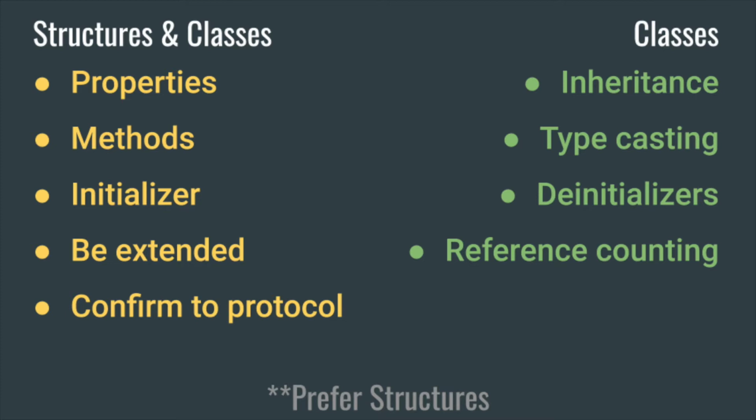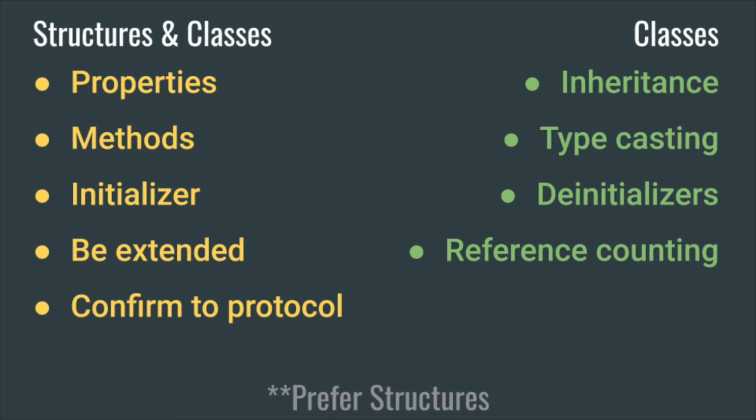But classes have some other additional capabilities like inheritance. The inheritance enables one class to inherit the characteristics of another. The next one is typecasting, that enables you to check and interpret the type of the class instance at runtime. Classes also have deinitializers that will enable an instance of a class to free up any resources it has assigned. Classes also have reference counting that allows more than one reference to a class instance.